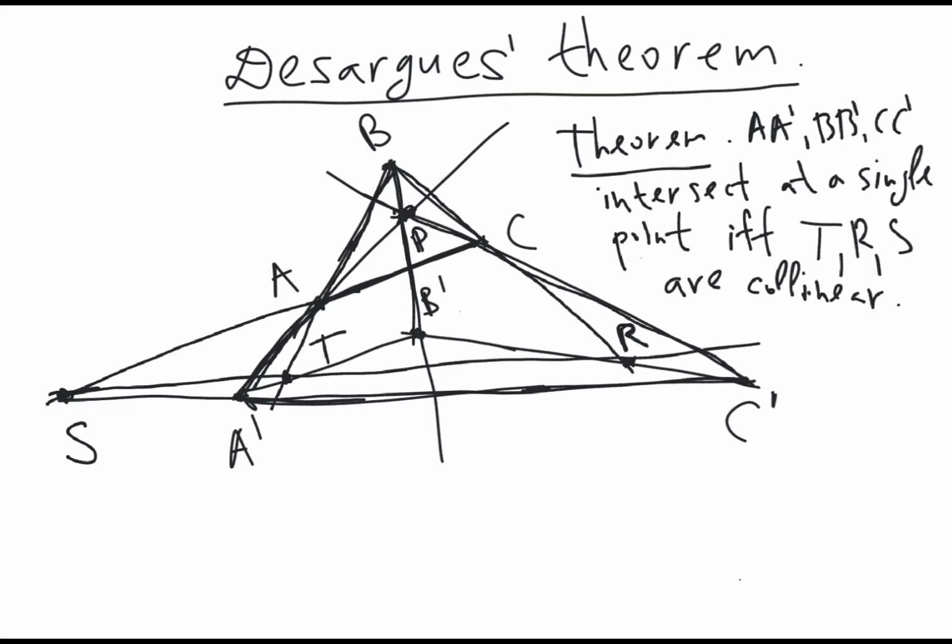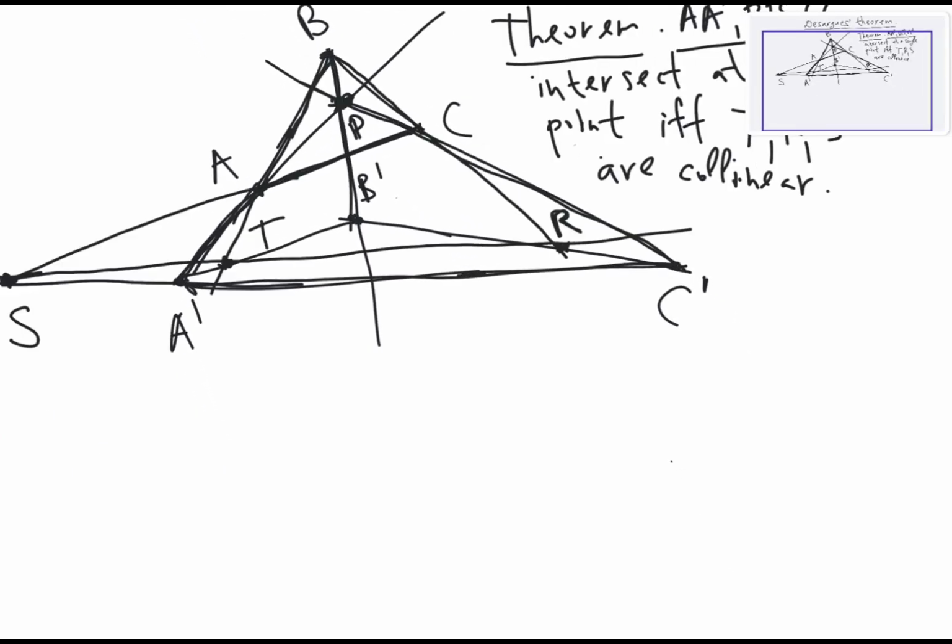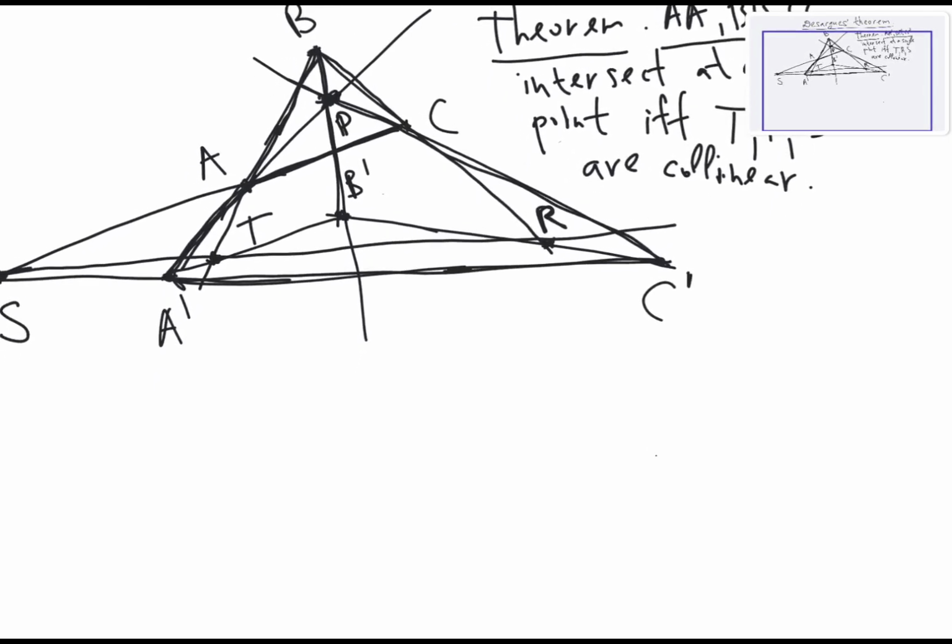So if AA prime, BB prime, CC prime intersect at a single point that I denoted by P, then T, R, and S lie on a single line, and conversely, if T, R, and S lie on a single line, then the lines AA prime, BB prime, and CC prime intersect at a single point. So let's prove this, and the proof will use the Menelaus theorem that I proved in one of the previous videos.